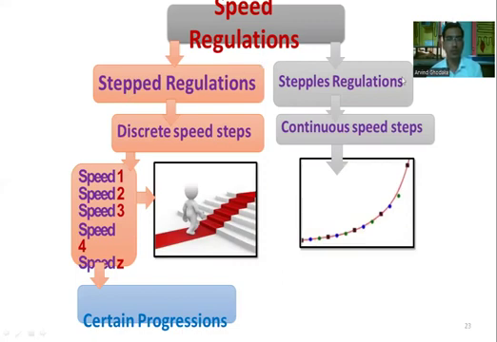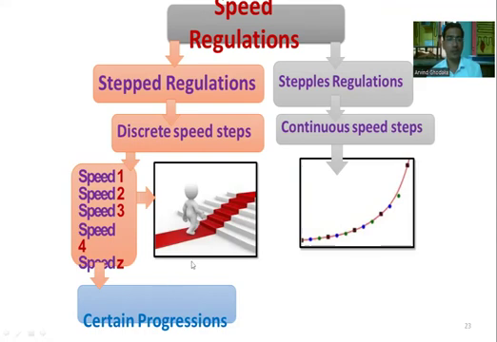So we will get different spindle speed steps. Two types of regulations are there: one is step regulation and the second one is stepless regulation. In stepless regulation, we get a continuous speed range. In this graph, you can observe the continuous speed steps are given, so the range is very wide. In step regulation, discrete speed steps are there, discrete values for the spindle speed: speed 1, speed 2, speed 3, speed 4, up to speed Z, and we can get the different spindle speeds as per our requirement.